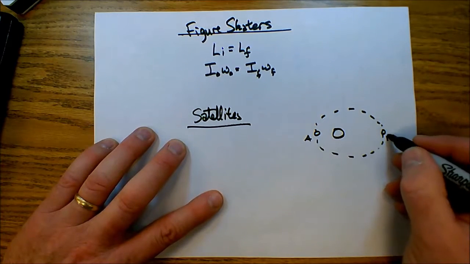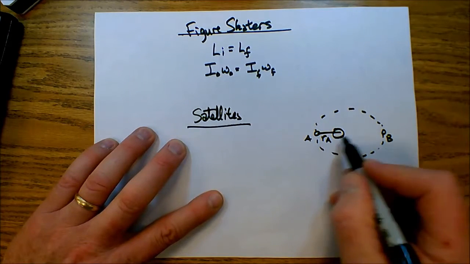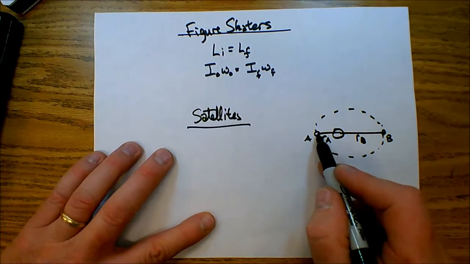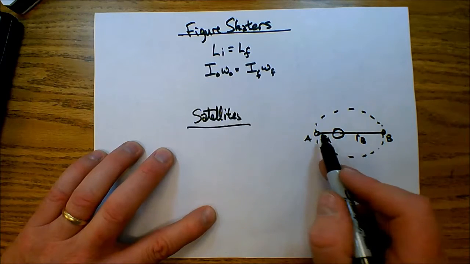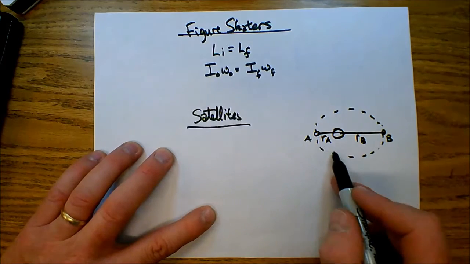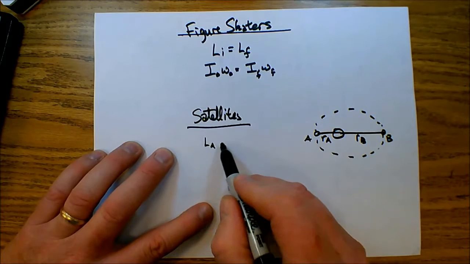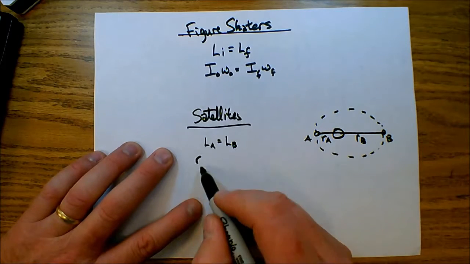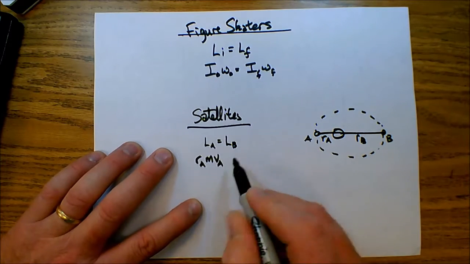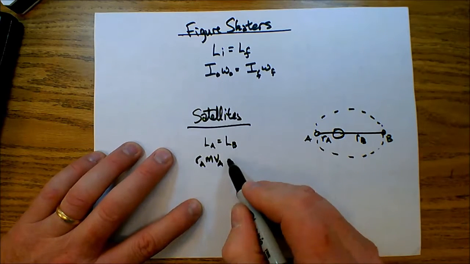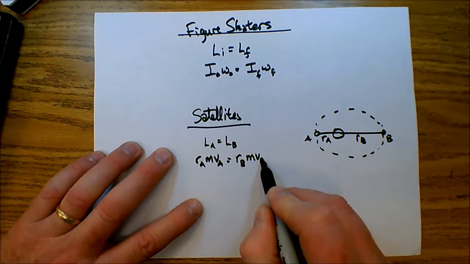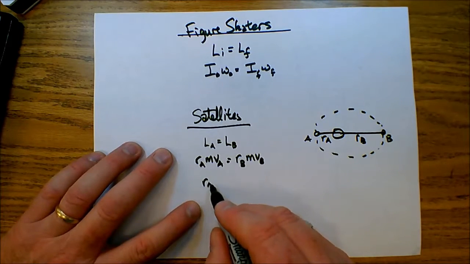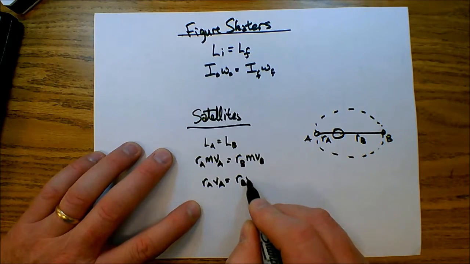Let's call this position A and this position B. So this we'll call RA, and this we'll call RB. So for example, the only force acting on the satellite is the force of gravity. And the force of gravity does not produce any torque, and therefore angular momentum is conserved. So the angular momentum at position A is equal to the angular momentum at position B, which is to say RA times MVA, that's just R perpendicular MV for position A, is equal to RB MVB, just the angular momentum at position B. Notice the mass of the satellite will cancel out, leaving you just RAVA equals RBVB.